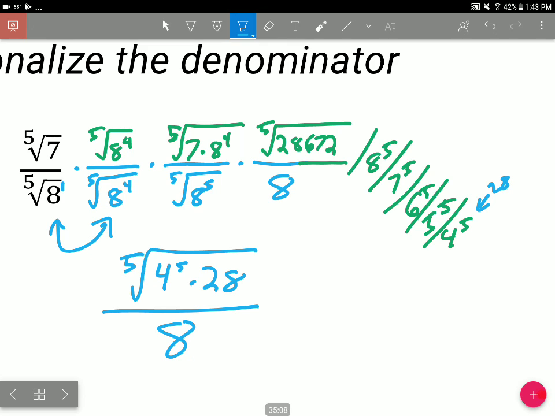All right, we ain't done yet. So what number comes outside, the 4 or the 28? The 4 comes out and the 28 stays in. There is one more thing you can do. Reduce the 4/8 to a 1/2, which leaves the 5th root of 28 over 8.